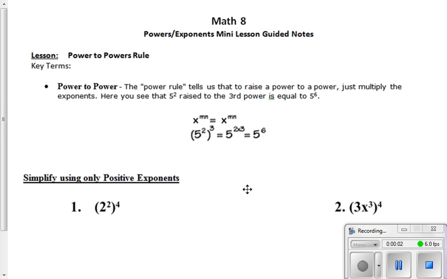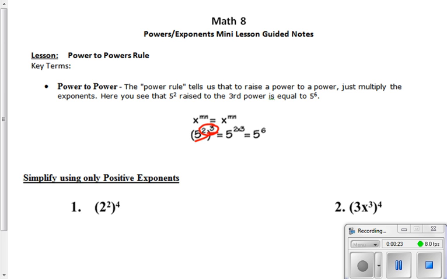Power to power rule? The power to power rule states that when you take a power and raise it to another power, you simply multiply your exponents. So if you look at one of the examples given below the definition, you're given 5 to the second power, and you're raising it to the third power. So this is your power to power.